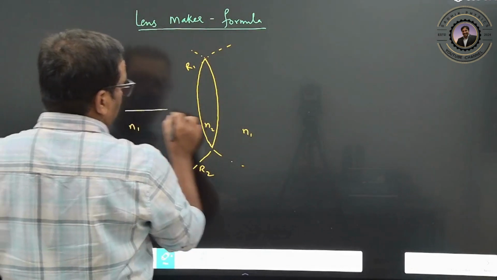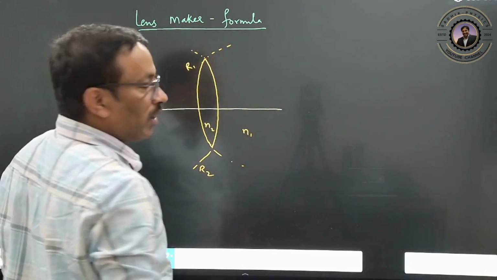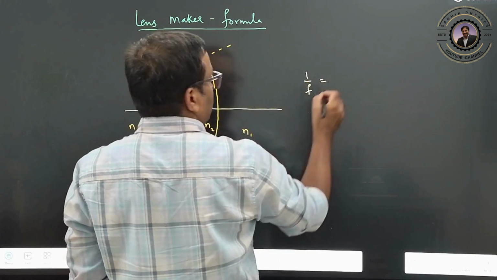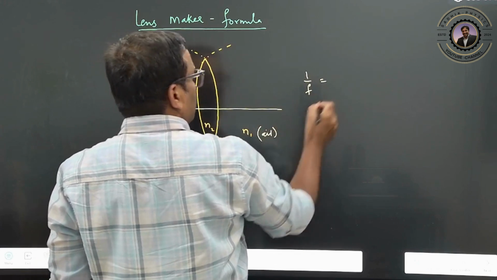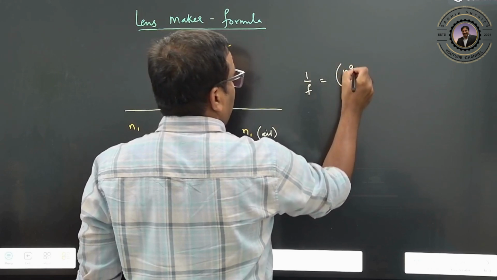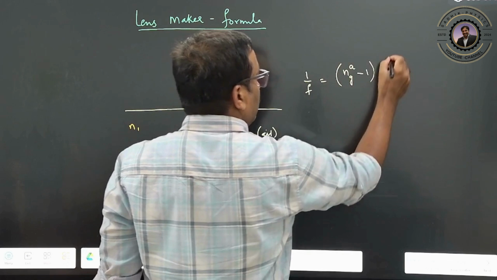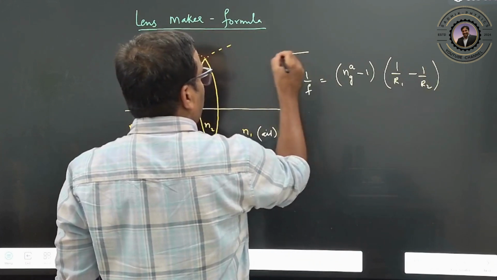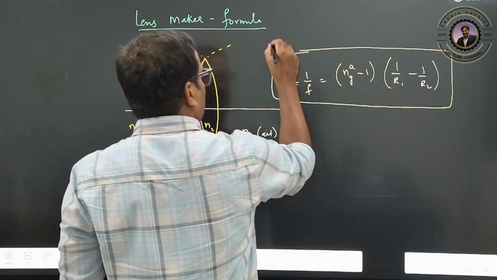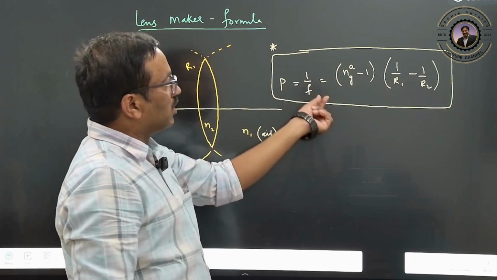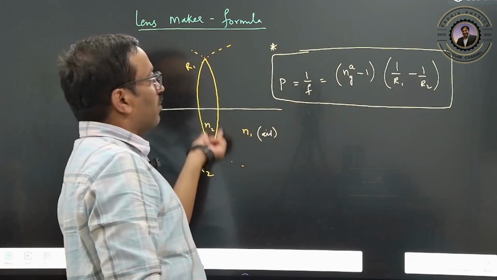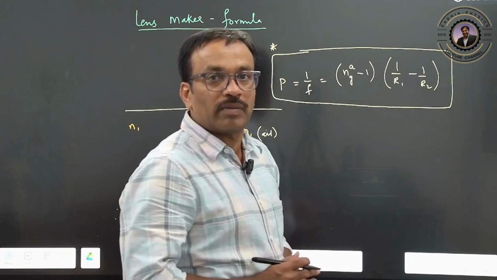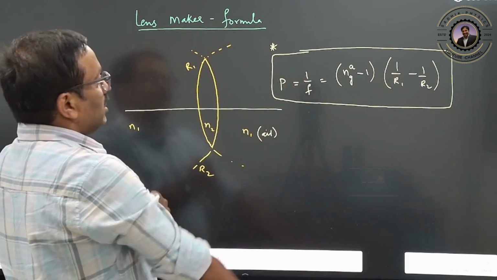Here we can write the focal length of this lens. 1 by f is equal to the refractive index of the glass with respect to air, minus 1, into 1 by R1 minus 1 by R2. This 1 by f is the power of the lens. So for glass kept in air, 1 by f equals (n minus 1) into (1 by R1 minus 1 by R2). This is nothing but our lens maker formula.